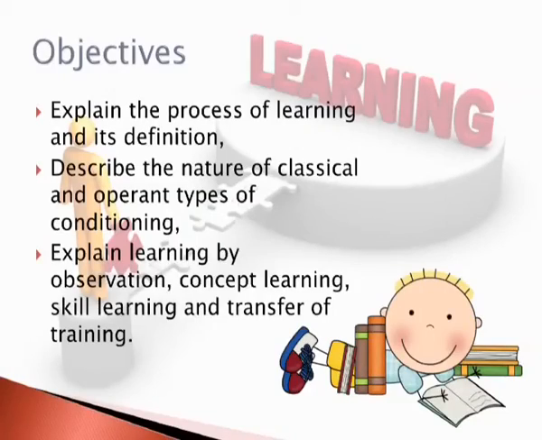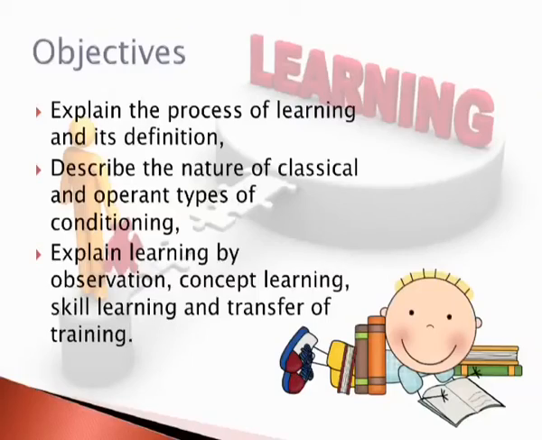After studying this lesson, you will be able to explain the process of learning and its definition, learning by observation, concept learning, skill learning, and transfer of training. You will also be able to describe classical conditioning or learning through association and modification of behavior through reinforcement called operant conditioning. We shall go into detail of these concepts later.